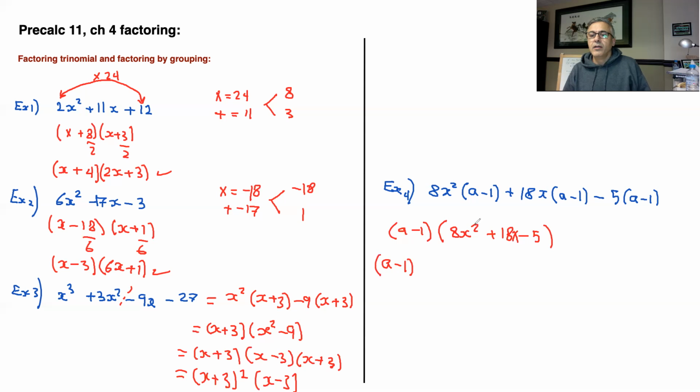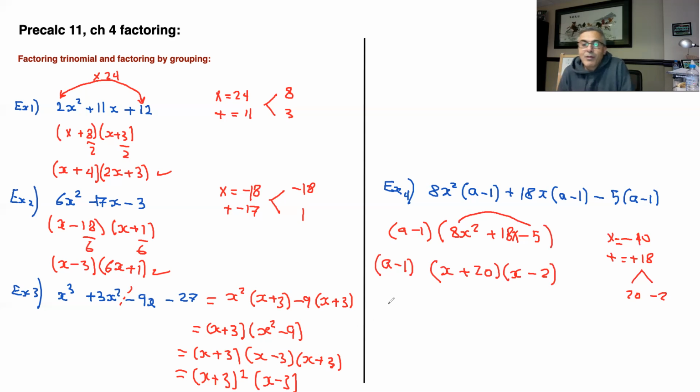This here, I'm going to factor: what multiplies to give me negative 40 and adds to give me positive 18? So multiplies to give me negative 40 and adds to give me positive 18. That's definitely 20. So the two numbers will be 20 and negative 2. So therefore I write this in factored form, x plus 20 and x minus 2. It doesn't stop there because you have an 8 as a leading coefficient, so you have to divide both sides by 8.